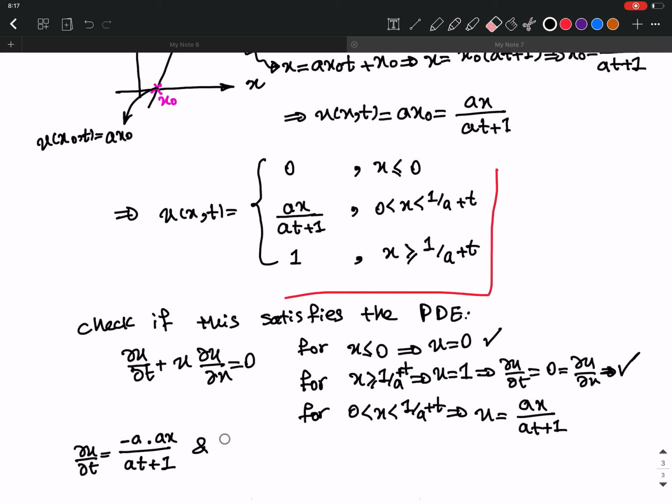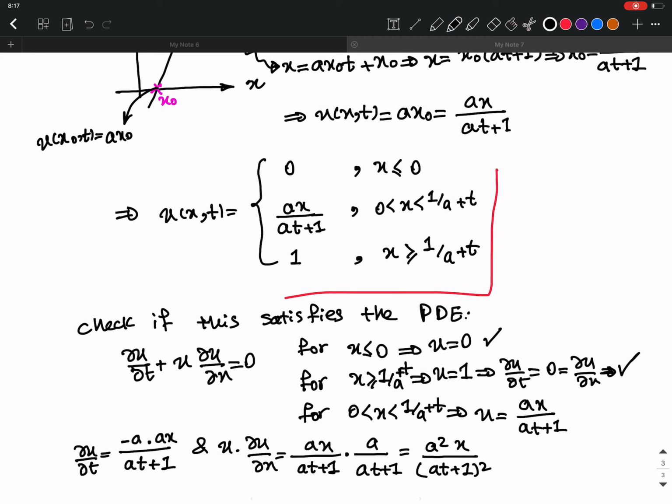And let's compute the second term, which is u times partial u over partial x. So it's going to be ax over at plus 1 multiplied by partial u over partial x. So it's just a over at plus 1, right? So we are going to get a square x over at plus 1 square.